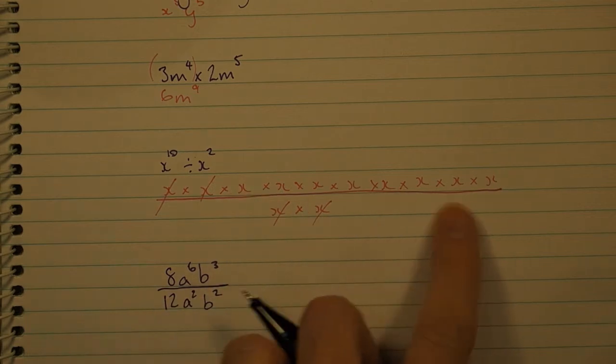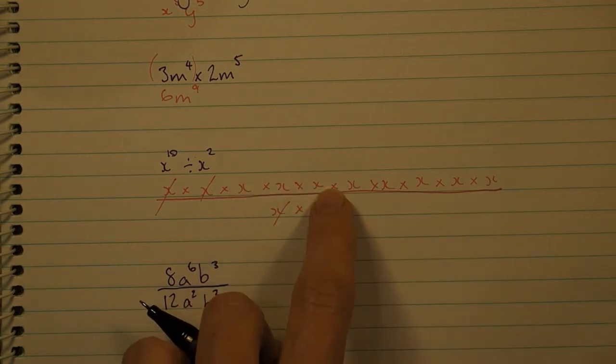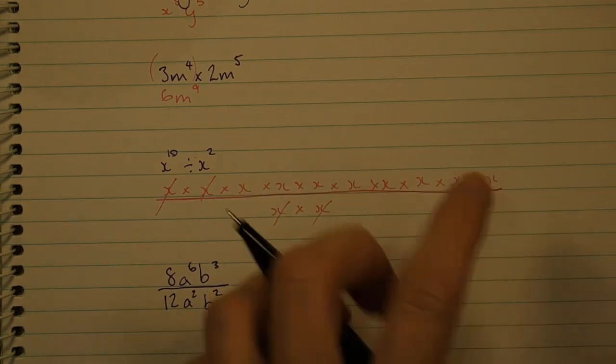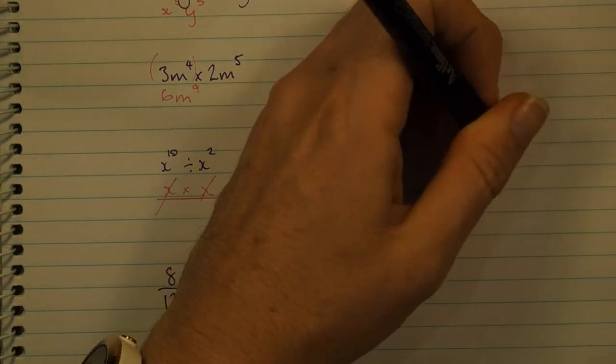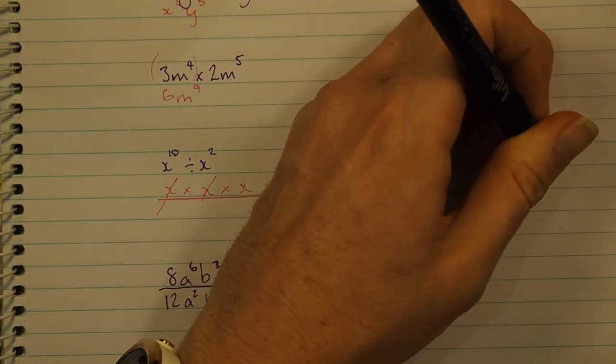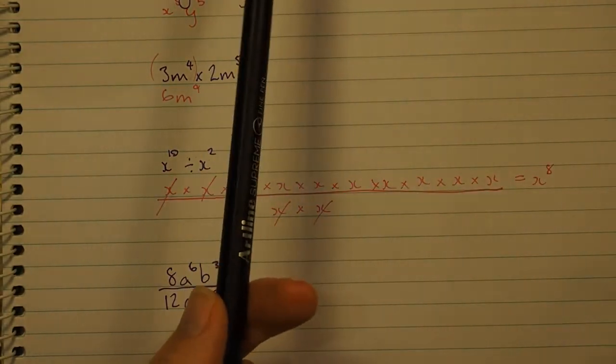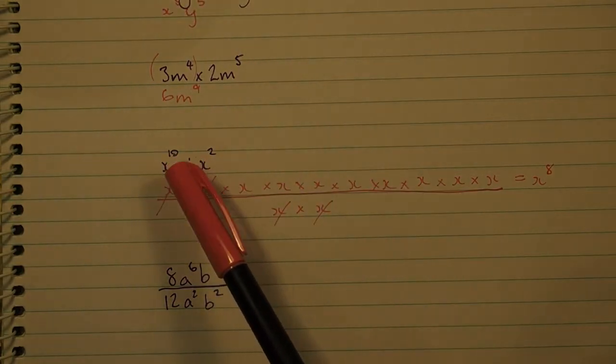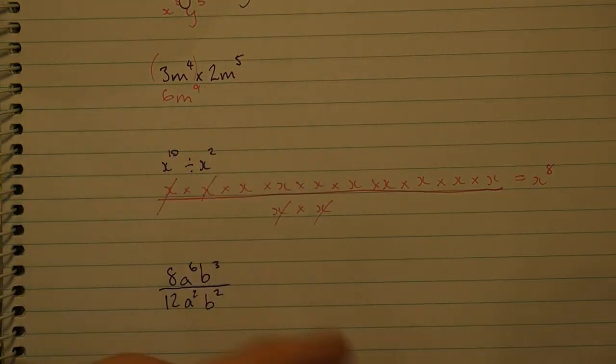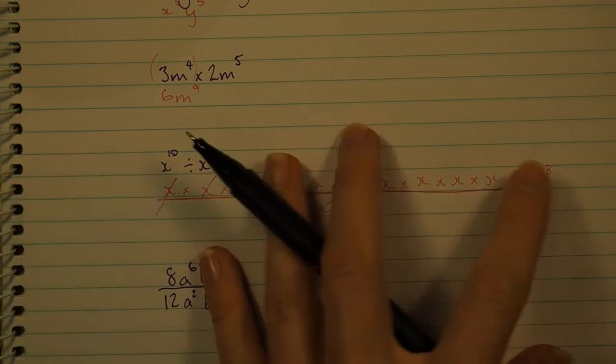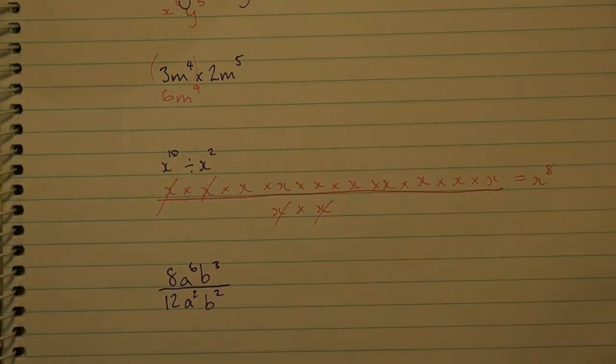So when I count up how many I've got left on the top, 1, 2, 3, 4, 5, 6, 7, 8. So it gives us x to the power of 8, which brings us back to our law that when we are dividing, we subtract our powers, because of course 10 minus 2 gives us 8.